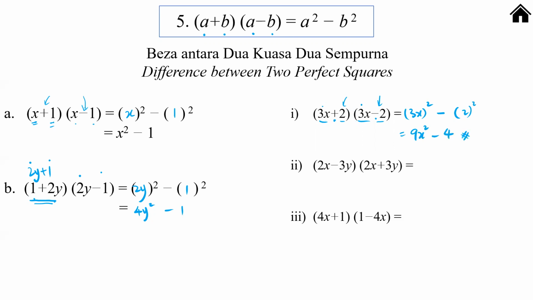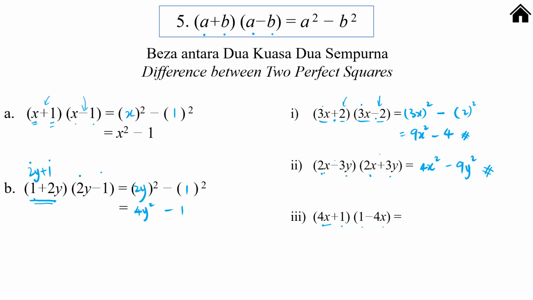Once you're familiar with the formula, you can give the answer right away. So 2x, 2x, 3y, 3y, 1 minus, 1 plus. So difference between two perfect squares, square of 2x, 4x squared, minus square of 3y, 9y squared. That's it.